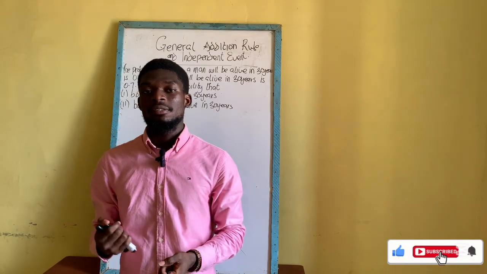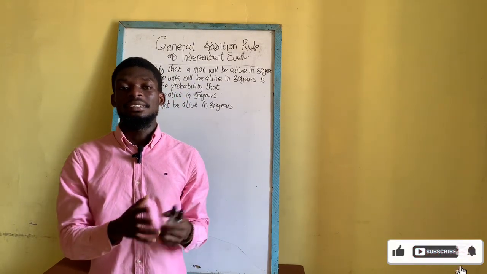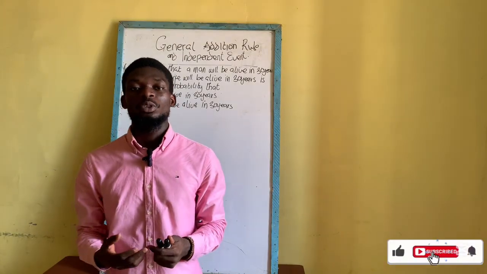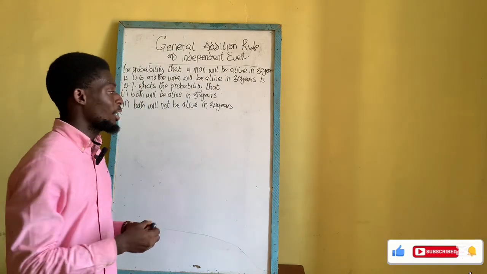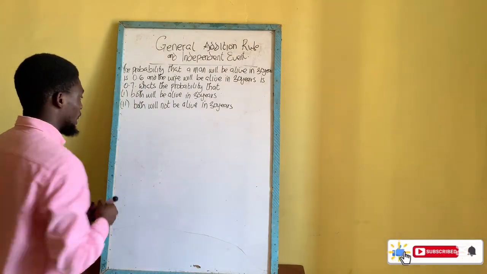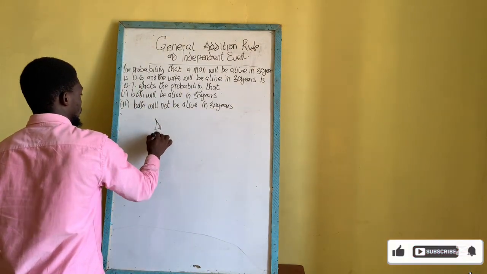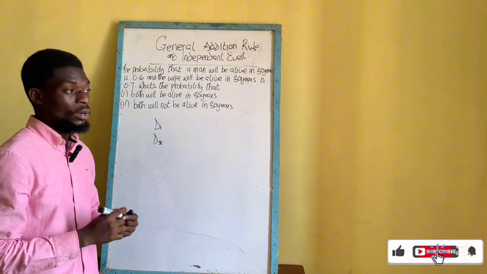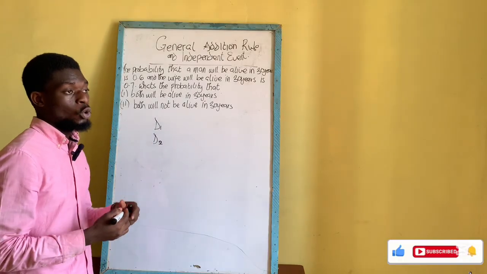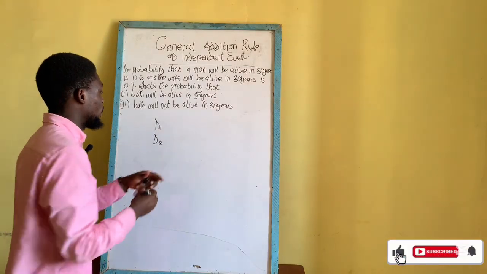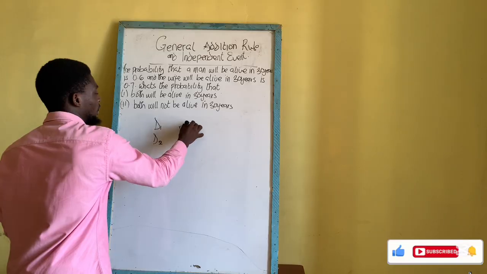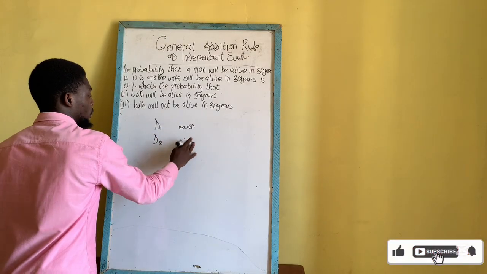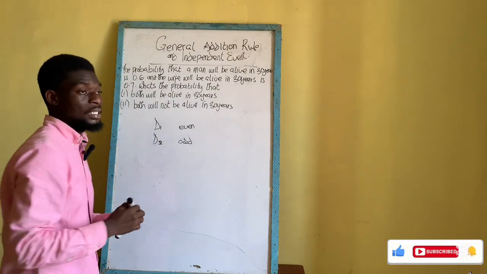Under independent events, the occurrence of event A does not affect the occurrence of event B. So assuming you have two dice, six-sided dice, die 1 and die 2, and you throw both. What is the probability that the first one is an even number and the second one is an odd number? So this is an independent event.